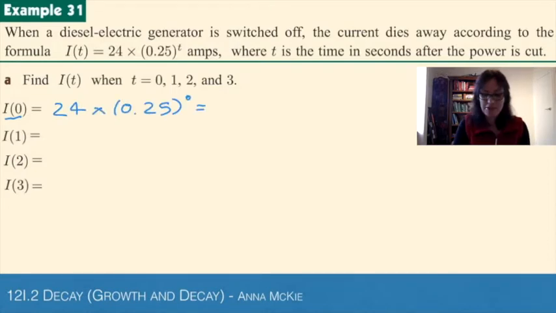And our answer for that is, because anything raised to the power of 0 is 1, so we have 24 multiplied by 1, so we're left with 24 amps. I'm going to go on and fill in the other 4 here. Feel free to do that yourself.